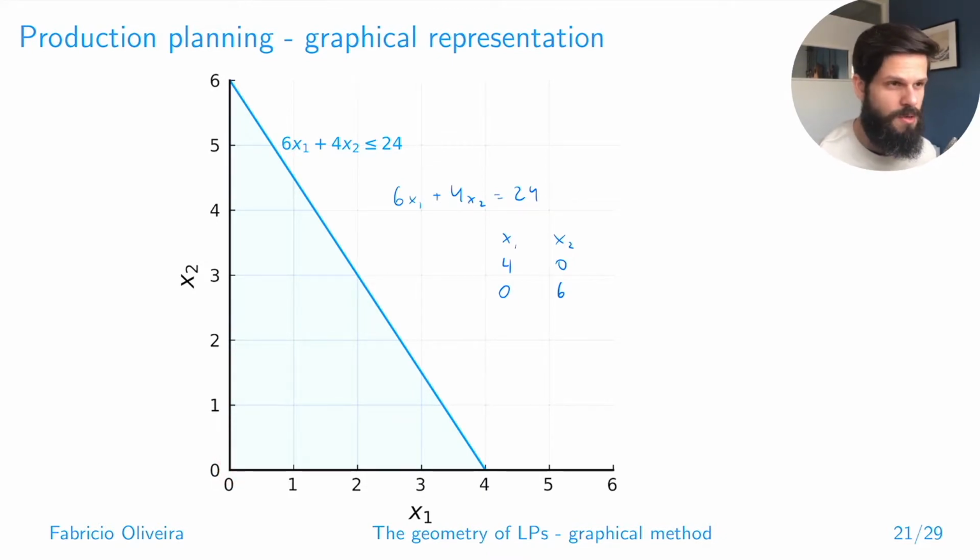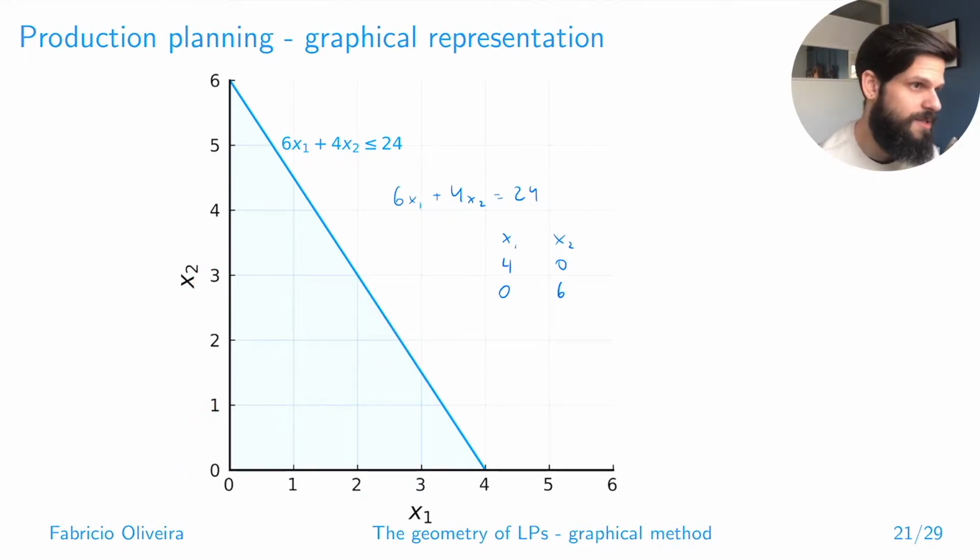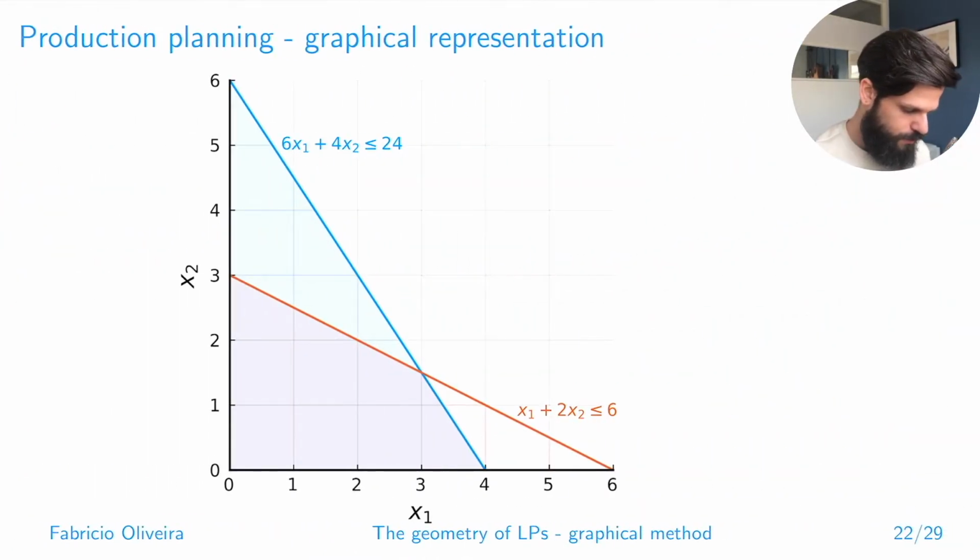The origin is a good point to test. So if you put your origin here, you see that 0, 0 is less than 24. So all the neighboring points to the origin also have to be less than 24. So this is how we draw constraints and define what's the closed half space we're talking about. Well, with that done, we can do the second constraint, which looked like so.